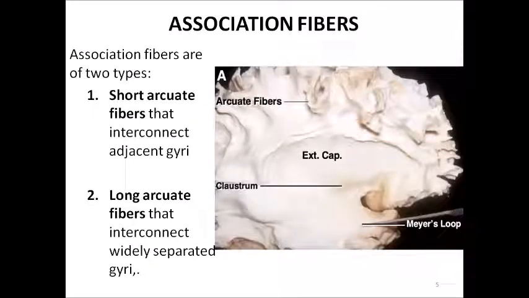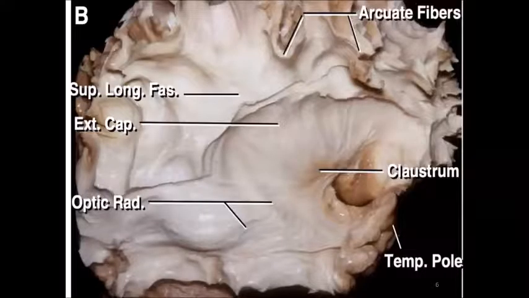Now we will discuss the association fibers. Association fibers are of two types: short arcuate fibers which interconnect the adjacent gyri, and the long arcuate fibers that interconnect the widely separated gyri, which are clearly visible in this picture, which is a deeply dissected picture. We can appreciate these arcuate fibers. This is another closer view in which we can see these U-shaped fibers.